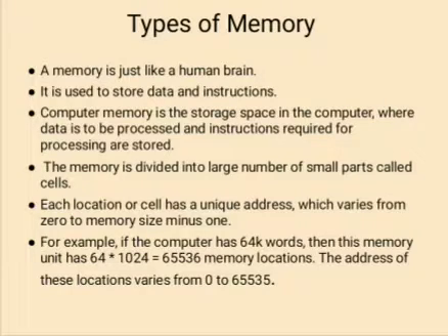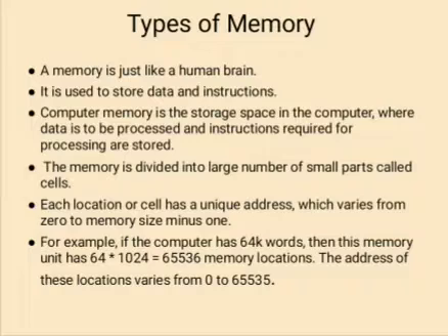So what happens here? What is the meaning of this? The computer memory is the storage space in the computer. So there is the storage space that we are going to call memory, where the data is to be processed and instruction required for the processing are stored. So whenever we need that processing, that time we will process that data, and after processing we are going to store that data in the memory.